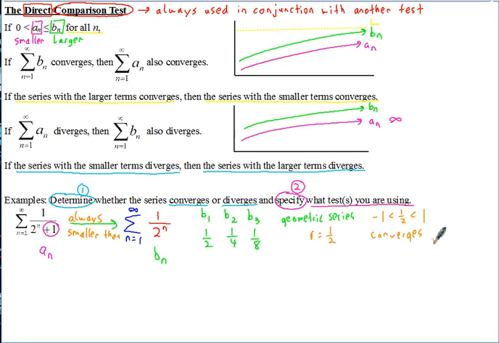So the larger one converges. That's like this first case. We know the larger one converges. The series with the larger terms converges. So the series with the smaller terms, since this one's always smaller than it, it would also have to converge. So our answer here would be, determine whether the series converges or diverges: it converges. And then specify the test you're using: well, we use the direct comparison test. And we also use the geometric series test.